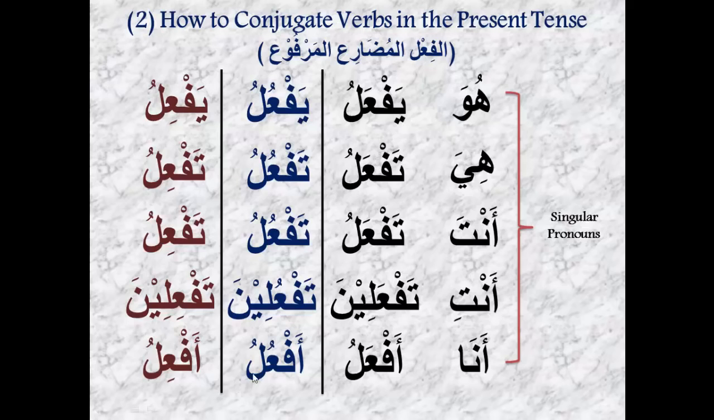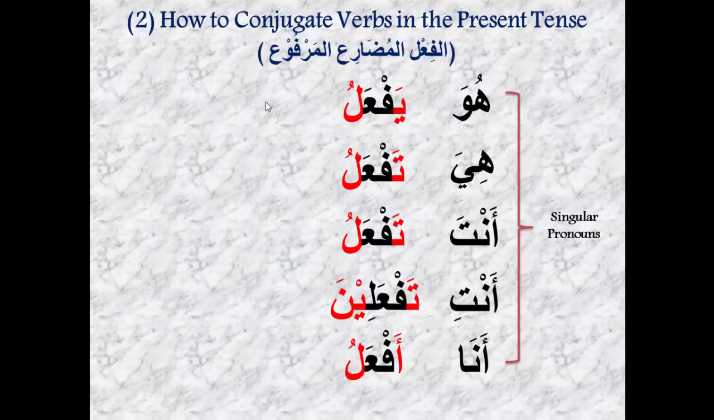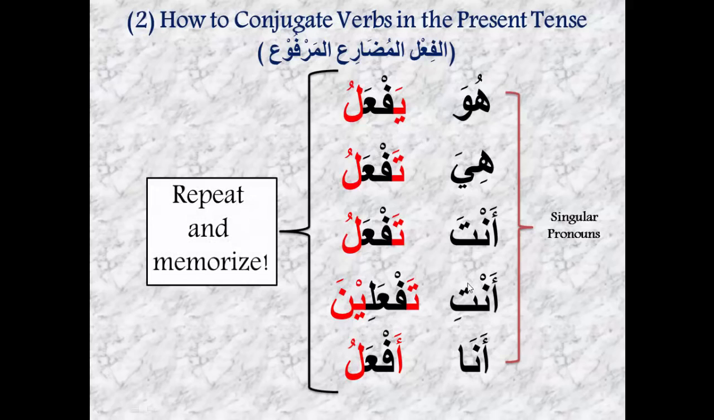Now, I want you to memorize just this column right here. You can ignore the other 2 because, again, these are just variations on the middle vowel, which can be adjusted for. And notice I've highlighted the modifications in red. So we have yaf'alu for huwa, there's a ya in the front. Hiya, anta, and anti all have a ta in the front. And the ana has a hamza, ana af'alu. And notice how we have the lam with a dhamma for huwa, hiya, anta, and ana. Yaf'alu, taf'alu, taf'alu, af'alu. And then for anti, we have a longer form, taf'alina. So please repeat and memorize this. Huwa yaf'alu, hiya taf'alu, anta taf'alu, anti taf'alina, ana af'alu. Just like that. Repeat and memorize.